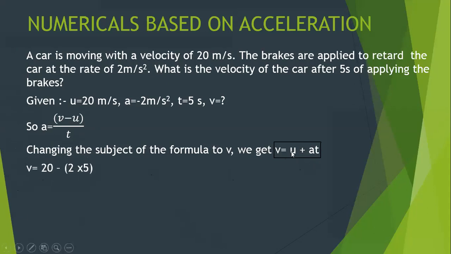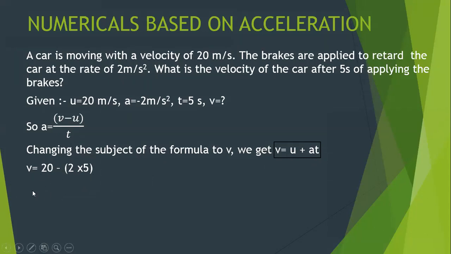That is, what is the initial velocity? 20 plus 80. A is 2 and T is 5. But understand, here I have not written plus, but I have written minus U. Why? Because it is not acceleration, it is retardation. So that's why it will be minus 2 into 5.